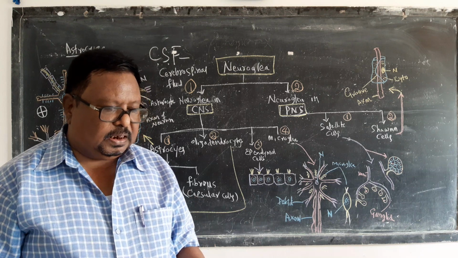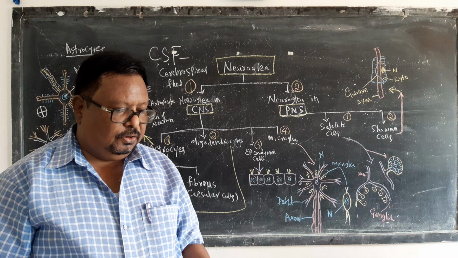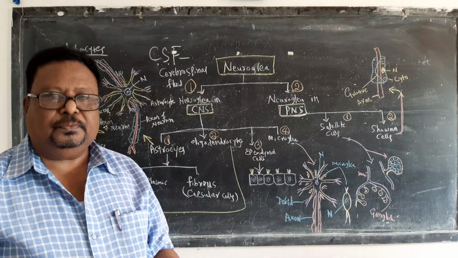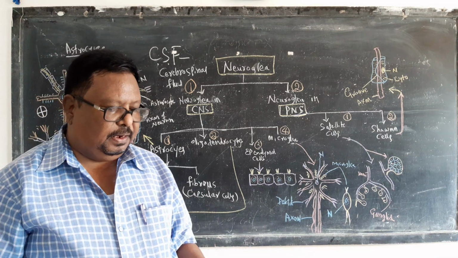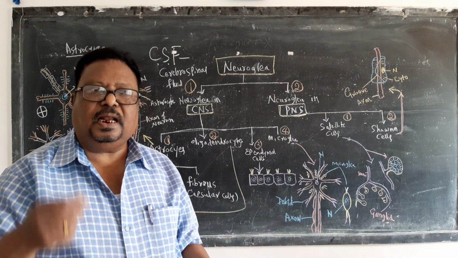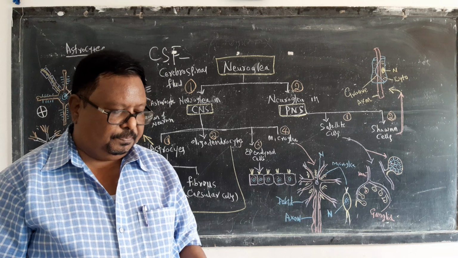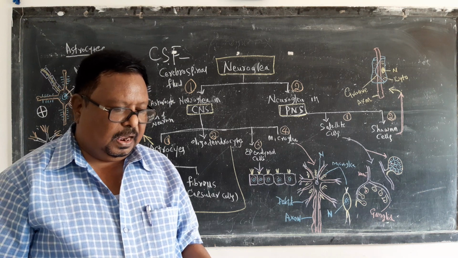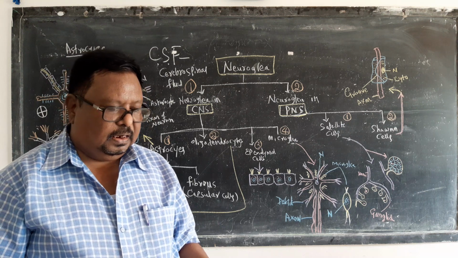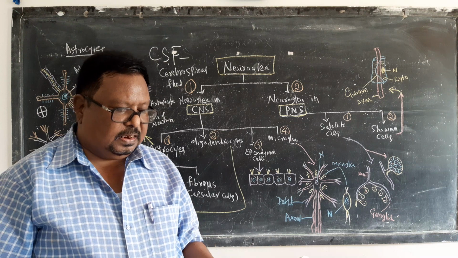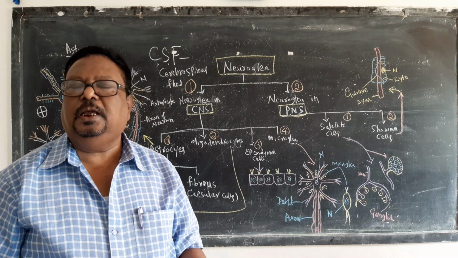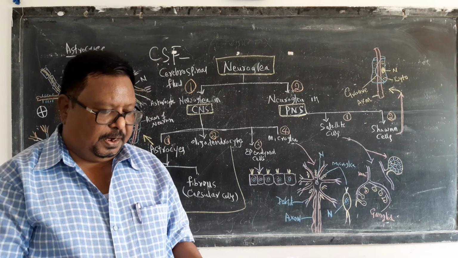They provide a mechanical support structure on which the neurons can sit. They are good conductors as the myelin sheath works like an insulator. They prevent the spread of impulses.